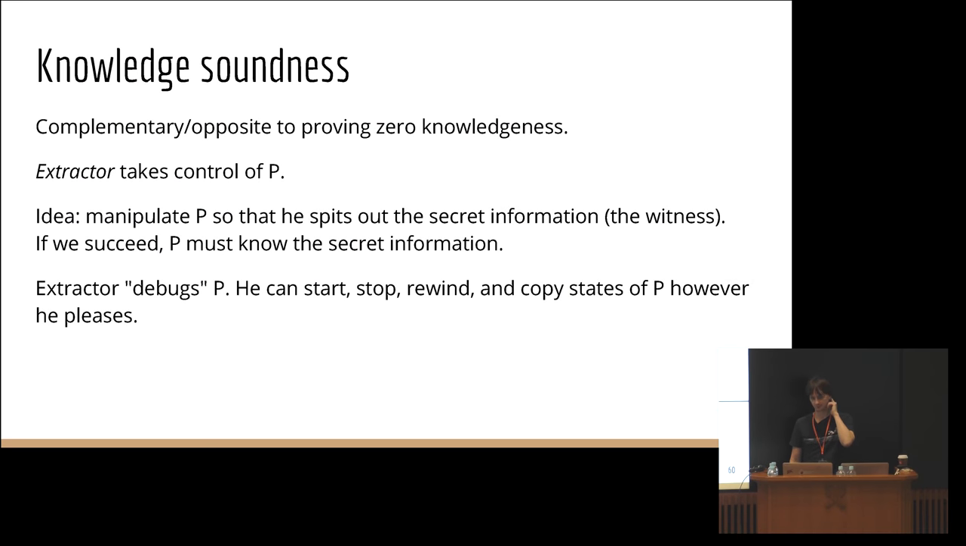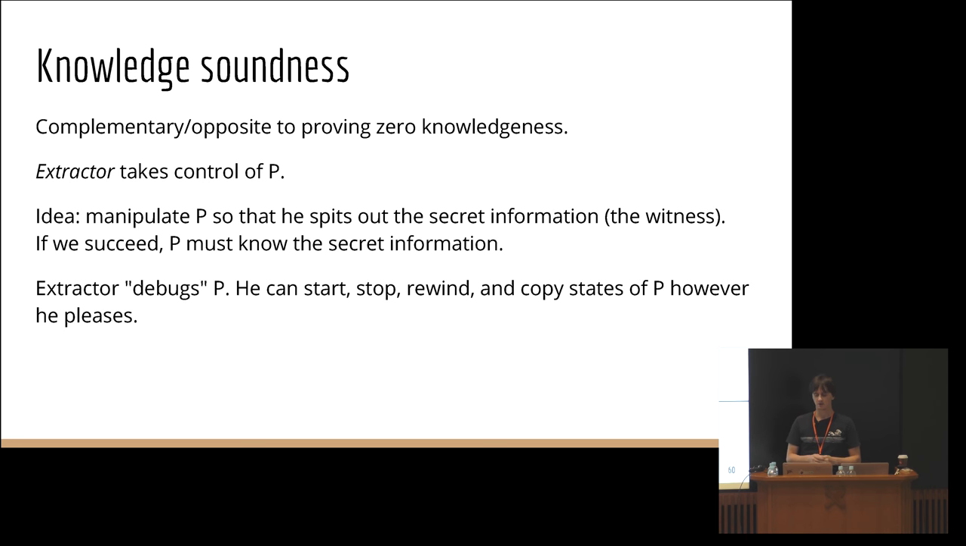So last one, knowledge soundness. This is kind of complementary to zero knowledgeness in a way. So now we have another evil guy, the torturer, remember, the extractor. He now takes control of the prover and tortures him in various ways, or her. Peggy, right? So the idea here is we manipulate the prover somehow, so that they tell us what X is. They tell us a secret. If we can do that, it means that the prover must have the secret. Because you can't tell someone something you don't know. So if I can force you to tell me the secret, that means you know the secret, right?